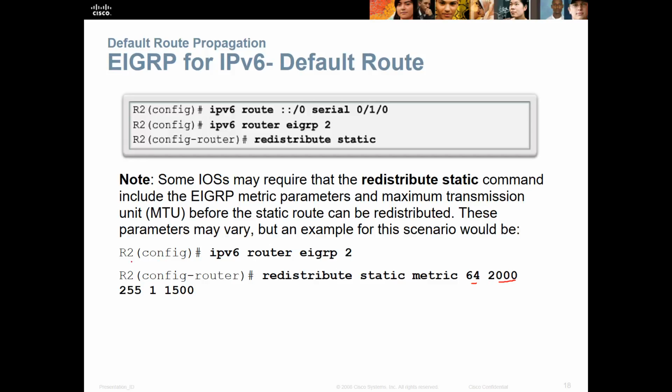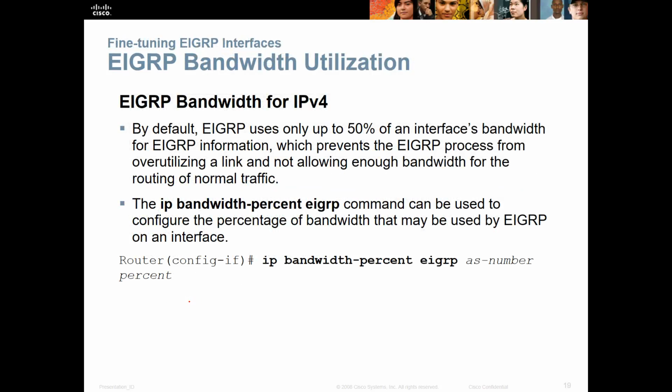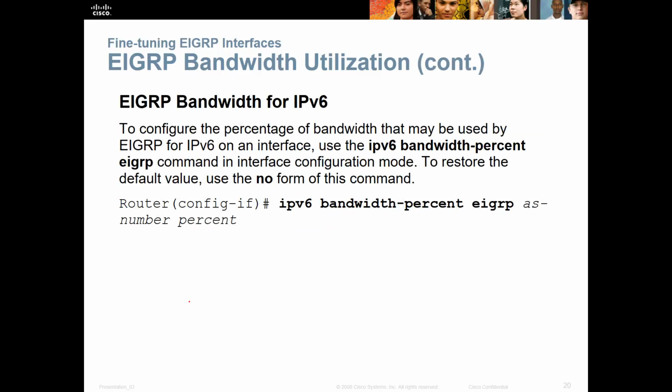1, 2, 3, 4, 5. We can look at the appropriate bandwidth, and we can manipulate bandwidth utilization. Underneath an interface, we can do an IP bandwidth percentage EIGRP and the appropriate AS number. That will allow us to control bandwidth percentages. Similar command for IPv6, except instead of IP, we do IPv6 bandwidth-percent EIGRP, the appropriate AS number.